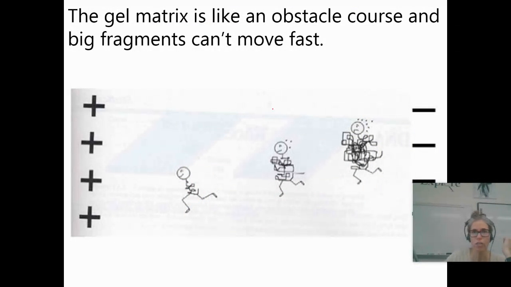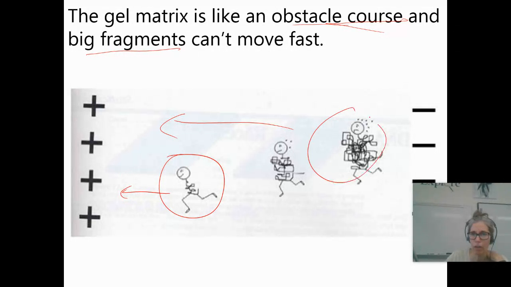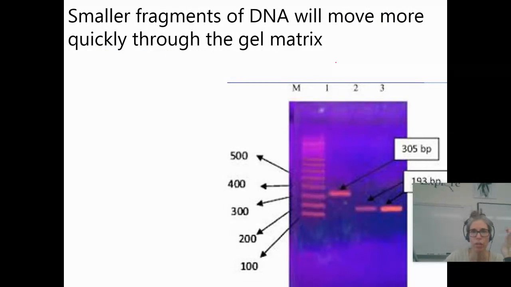And so the gel matrix is made out of this material that's sort of like an obstacle course. The big fragments can't go as fast. So picture some little DNA molecules sort of running toward the positive side. The small fragments go further, and it's tougher for the big fragments to get through all of the materials of the gel, so they go more slowly. So smaller fragments of DNA will move more quickly through the gel matrix.